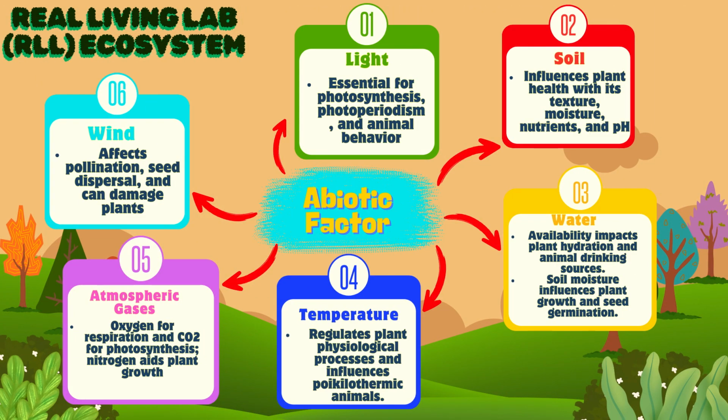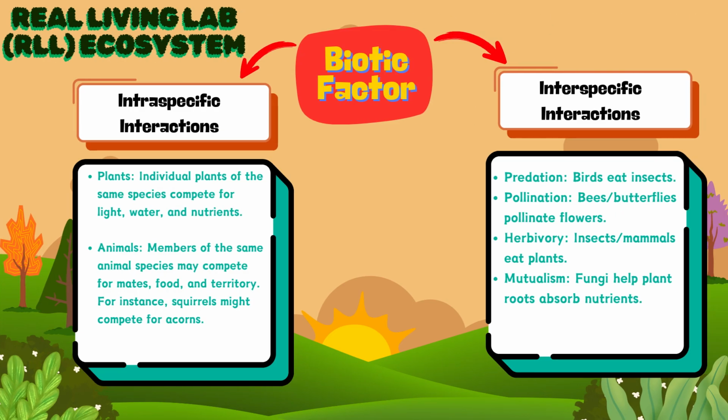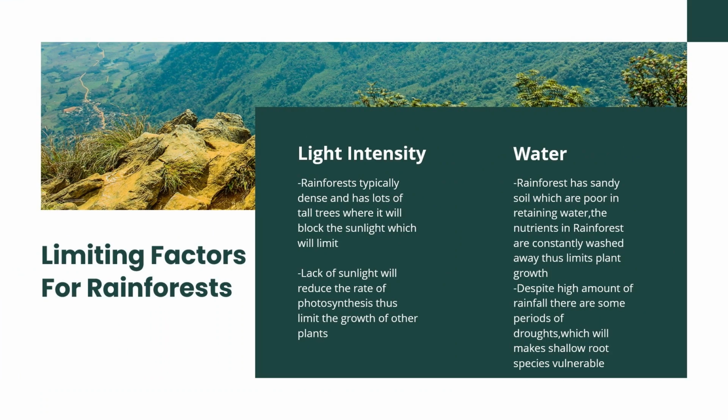The abiotic factors from rainforest ecosystem are light, soil, water, temperature, atmospheric gases, and wind. And the biotic factors for rainforest ecosystem we classify into two interactions, which are intraspecific interaction and interspecific interaction. The first limiting factor for rainforests is light intensity.